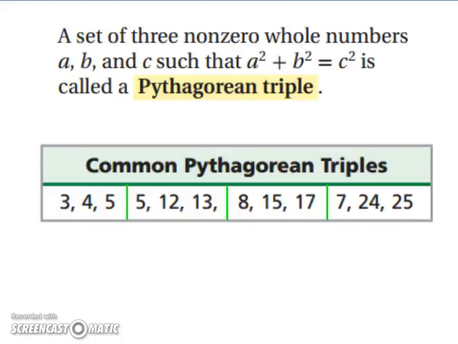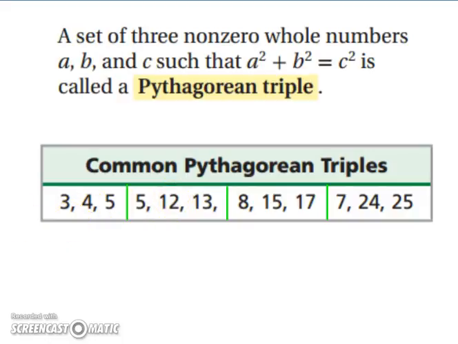A set of 3 non-zero whole numbers a, b, and c, such that a squared plus b squared equals c squared, is called a Pythagorean triple. Basically, no decimals. One of the most common Pythagorean triples is the 3, 4, 5 triangle. It appears all over the place. Other common ones would be 5, 12, and 13. Keep in mind, 13 is your hypotenuse. In 8, 15, 17, 17 is your hypotenuse. In 7, 24, and 25, 25 is your hypotenuse. The other two numbers are your legs.